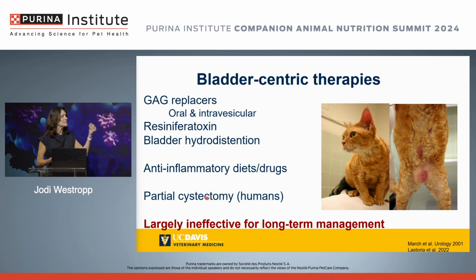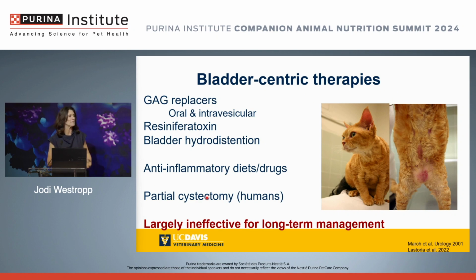So I'll show you in the next slide how GAG replacers have been used in cats. We've had some studies, we've looked at resiniferatoxin. Again, that can help ablate the C fibers from firing. Bladder hydrodistension has been used. So if you distend the bladder and keep it at about 80 centimeters of water for a few minutes, the theory is you will degranulate all the mast cells at once and then allow more comfort afterwards.